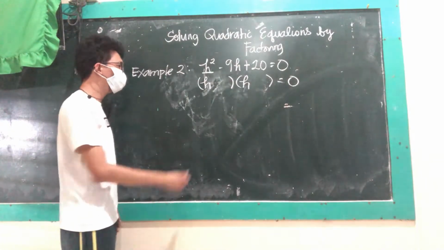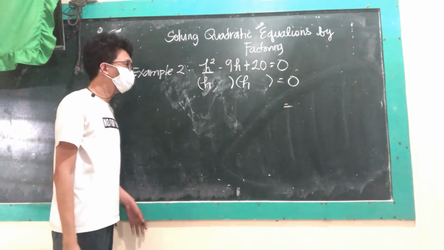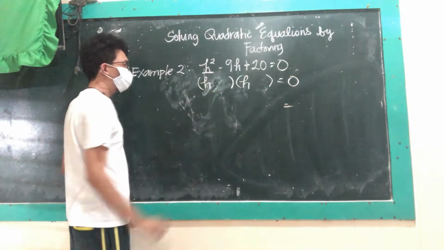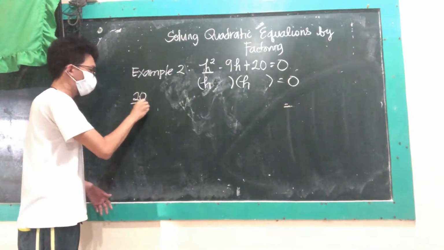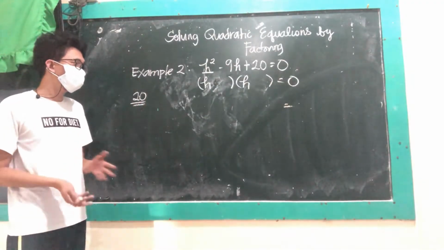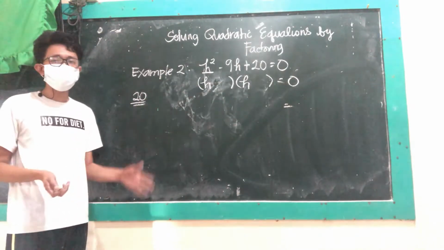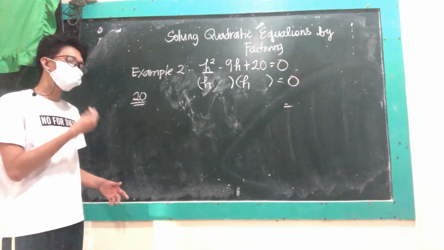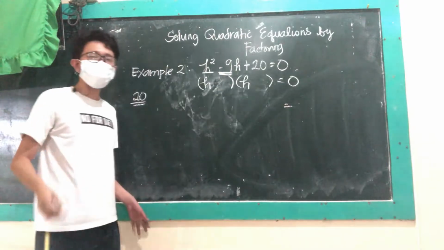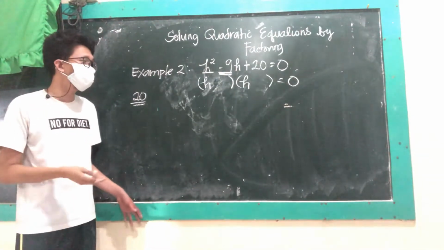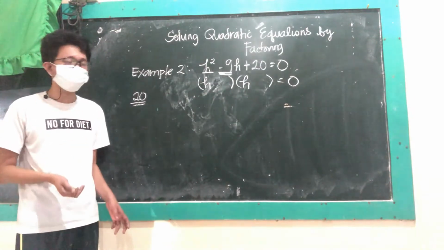Now our next goal is to find the partners of h. In this case, we are going to look at our third term or the constant term. Our constant term is 20. What we are going to do is to list down all the factors of 20, and then later on we will investigate whether the sum of those factors will be equivalent to negative 9, since the second term, or the linear term in the quadratic equation, has a numerical coefficient of negative 9.